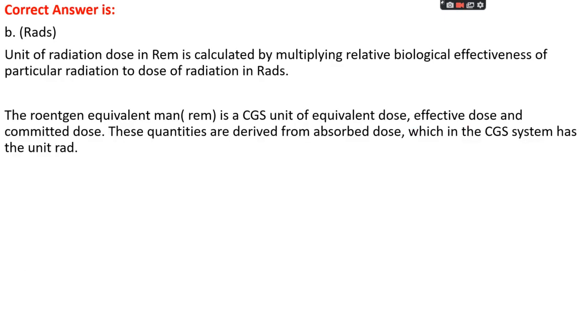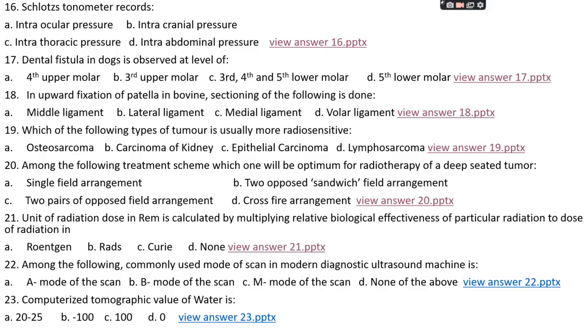Unit of radiation dose in REM is calculated by multiplying relative biological effectiveness of a particular radiation to the dose of radiation. This Roentgen equivalent man, that is REM, is a CGS unit of equivalent doses, effective doses, and committed doses. These quantities are derived from the absorbed dose, which is in the CGS system and has the unit RAD.